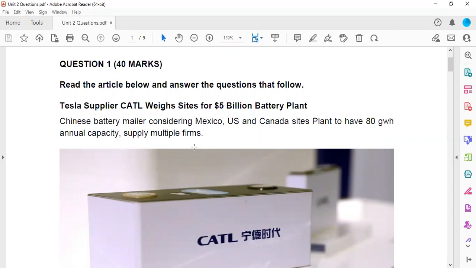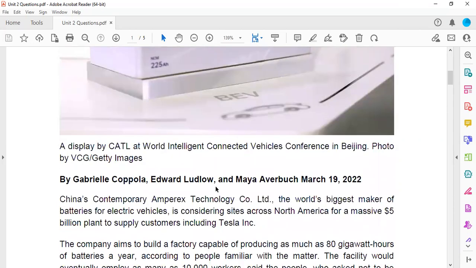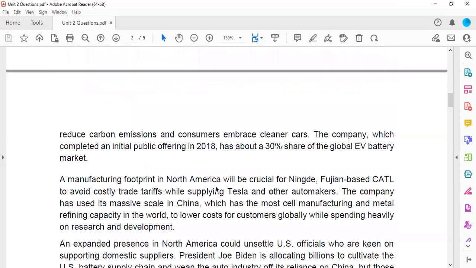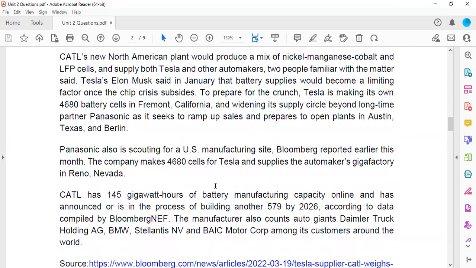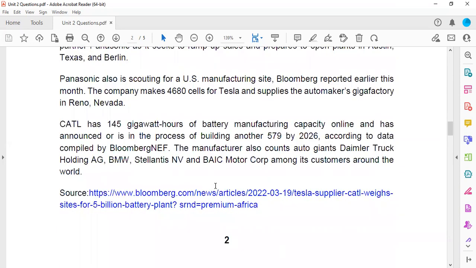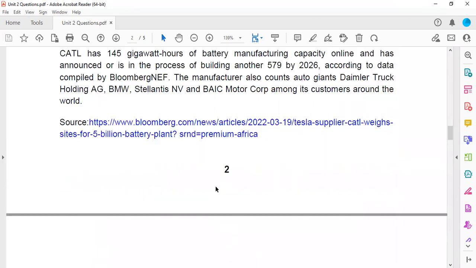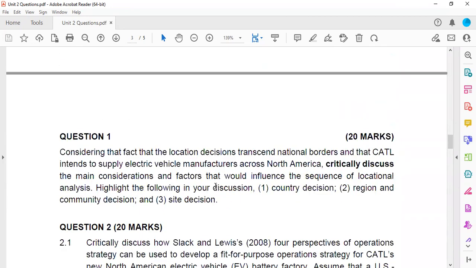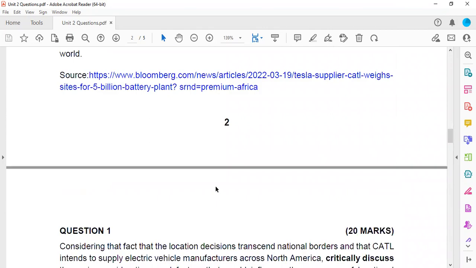So I understand that you read this article. For those who did not read the article, I will give you a few minutes to go through the article so that you understand what it is about before we start on the questions.